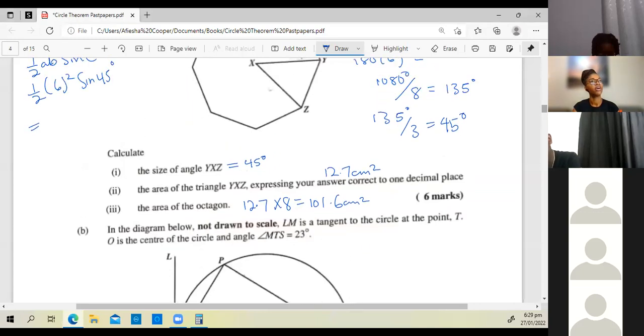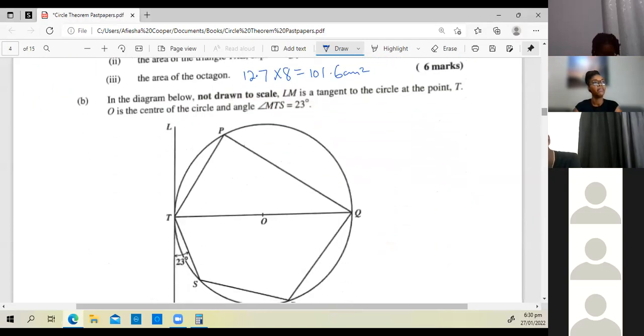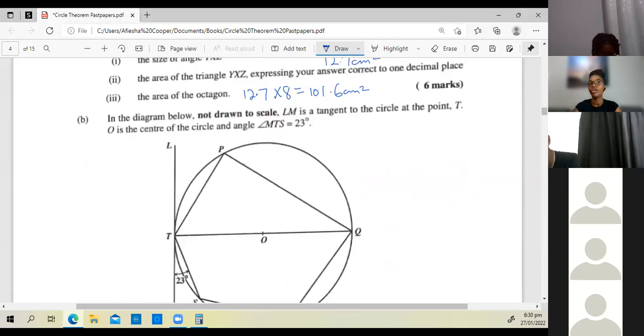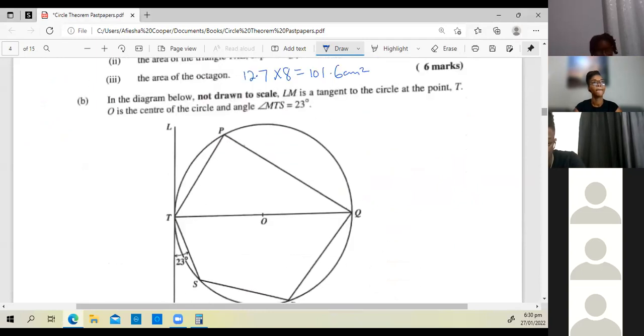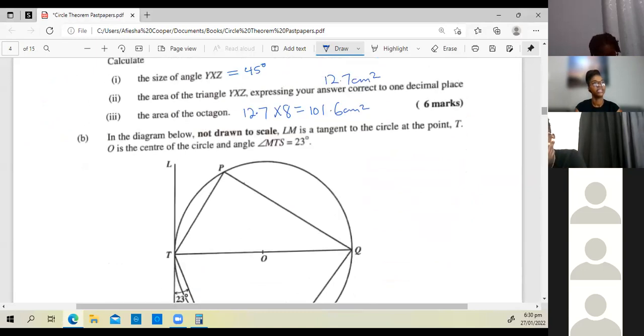All right, so the area, when we worked it out, we got 12.7 rounded to 1 decimal place, and the area of the octagon is that multiplied by 8, giving us 101.6 centimeters squared. Part B, in the diagram below, not drawn to scale, LM is a tangent to the circle at point T, O is the center of the circle, and angle MTS is 23 degrees.